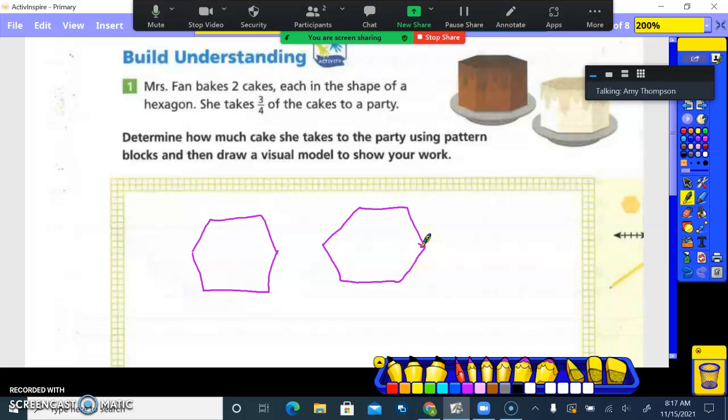Okay, now it says she takes 3/4 of the cakes to the party. So how many total pieces do we need? 4. So we can break each one of those into half, right? To get 4 pieces. Okay. Now how much of those 4 pieces am I going to color in? Oh, nope. What's my numerator? 3. So I'm going to color in 3 of those pieces.